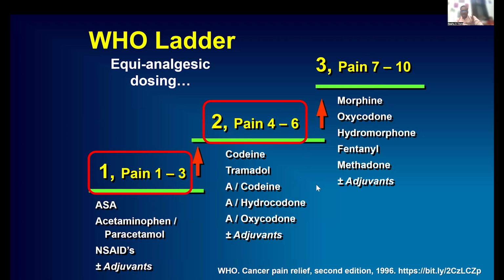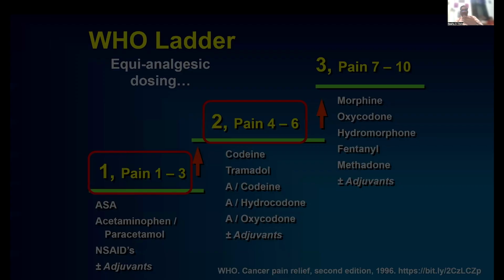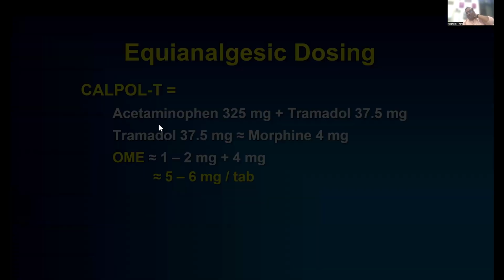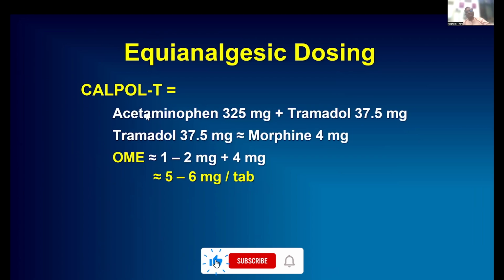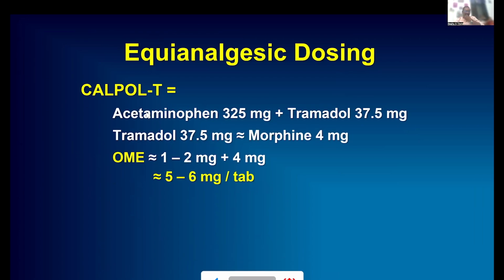It looks a bit confusing, I will give an example and make it very, very clear. The commonest medication which we use in our practice, I think everyone uses Calpol-T or Ultracet, right? Everyone might be using this medication. And it's very commonly prescribed, and acetaminophen or paracetamol is 325 milligrams and tramadol is 37.5 milligrams in this combination.